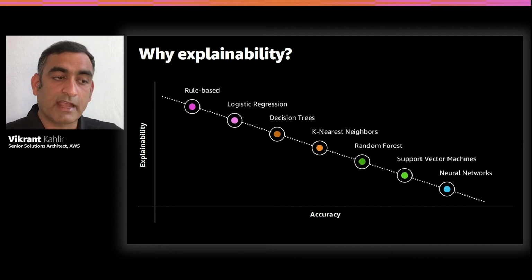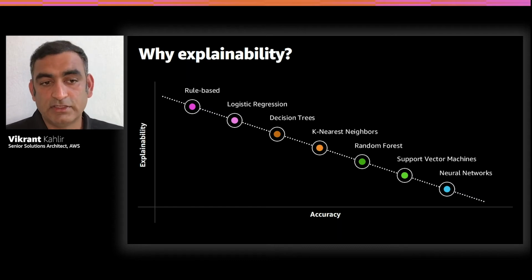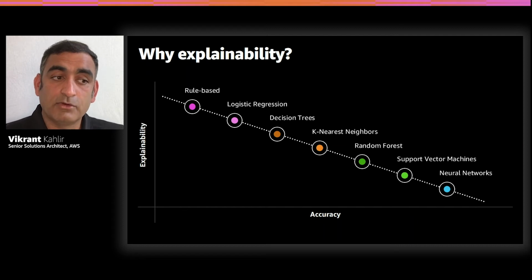The interesting part is accuracy and explainability, as you can see on the graph here, are negatively correlated. What it means is that on the top left, you will see machine learning models like rule-based and logistic regression, which have low to moderate accuracy, but have high intrinsic explainability built into them. And on the other hand, on the bottom right, you will see complex models like support vector machines and neural networks, which have very high accuracy, which is desired, but are almost black box and are not explainable.